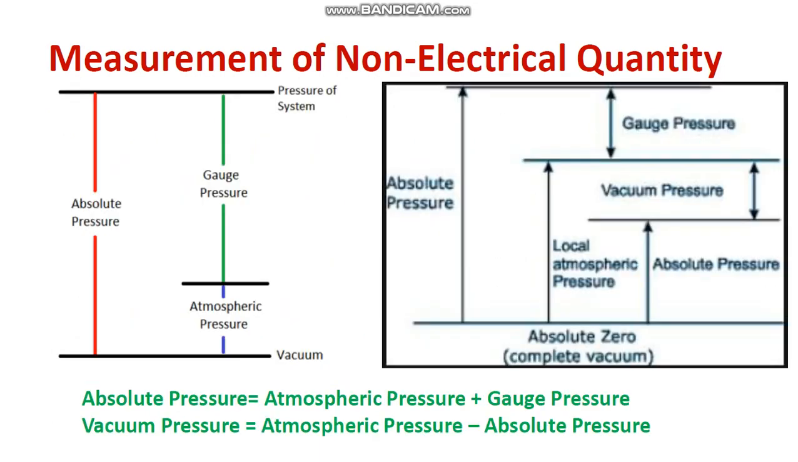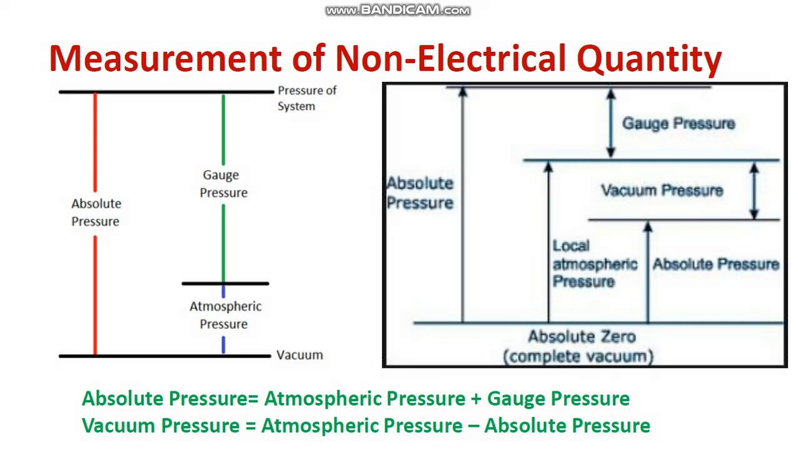Where is absolute zero? Can you point out the absolute zero? Yes, it is very easy to point out the absolute zero. On the bottom side you can see this is your absolute zero. See, this is your absolute zero. Pressure which can be measured above the absolute zero is known as absolute pressure.